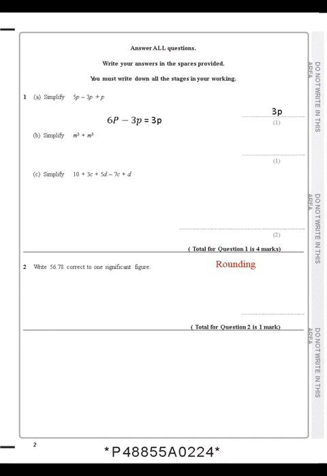Part B, simplify m cubed plus m cubed. As per laws of indices, all you need to do is add them together. This is equal to 2m cubed.